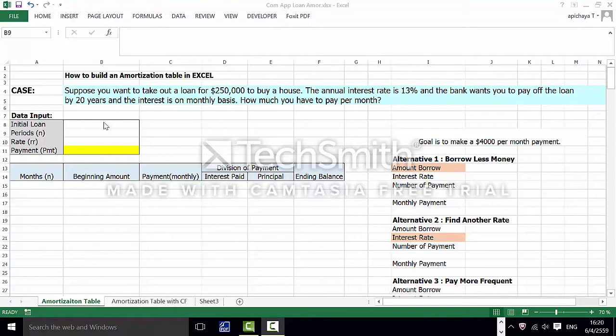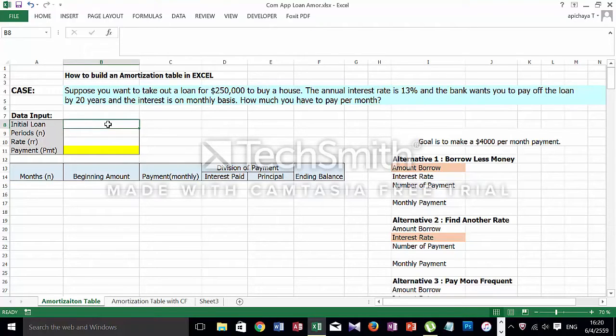So first thing I'm going to do is insert all the input data given, which are the initial loans. In this case, it would be 250,000. The period would be 20 times 12 as we calculate the interest on monthly basis. The rate is 13% divided by 12. And the payment, I will first assume the dummy variable, which is 500.